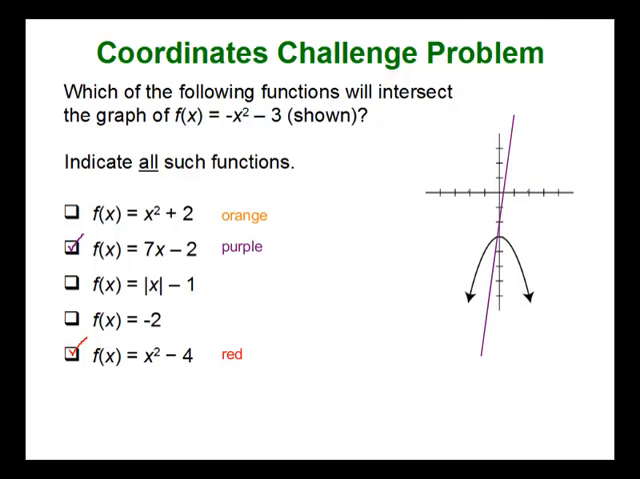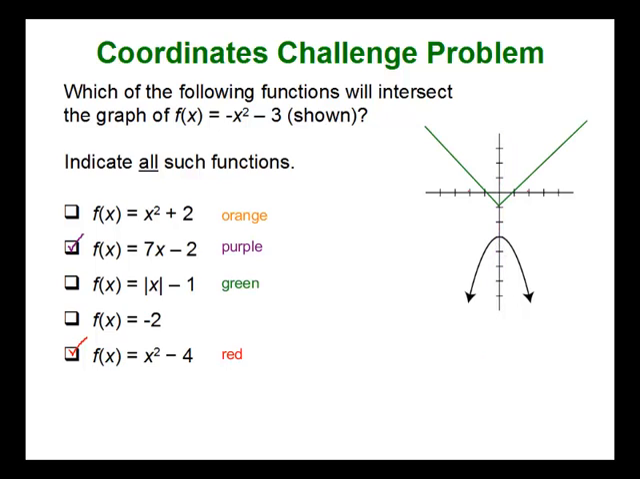The second one is straightforward to draw. It's in y equals mx plus b form. So we have a y-intercept of -2. The purple line crosses here, and it's got a really steep slope, a slope of 7. So we're going to rise 7 for every 1 we go over. And that's a steep line. It definitely intersects here.